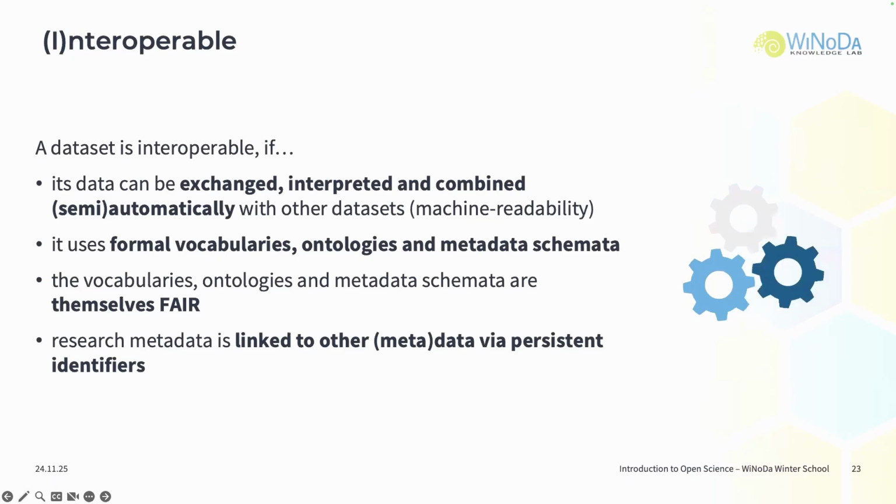The third FAIR principle is interoperability. That means that the data can be exchanged, interpreted, and combined with other data sets. It uses formal vocabularies, ontologies, and metadata schemata, and they themselves are FAIR. And the research data is linked to other data via persistent identifiers. This last point is closely connected to the concept of linked open data, a central concept of open science.